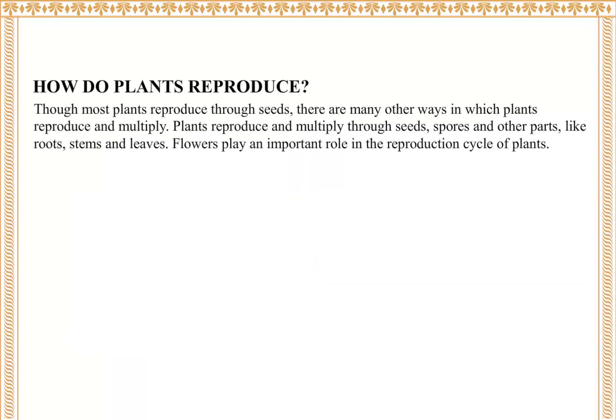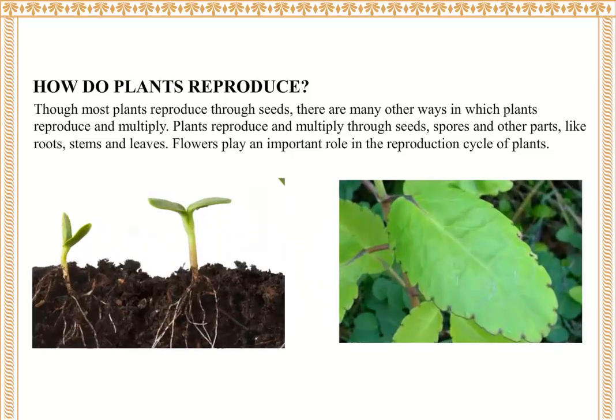How do plants reproduce? Though most plants reproduce through seeds, there are many other ways in which plants reproduce and multiply. Plants reproduce and multiply through seeds, spores, and other parts like roots, stems, and leaves. Flowers play an important role in the reproduction cycle of plants.